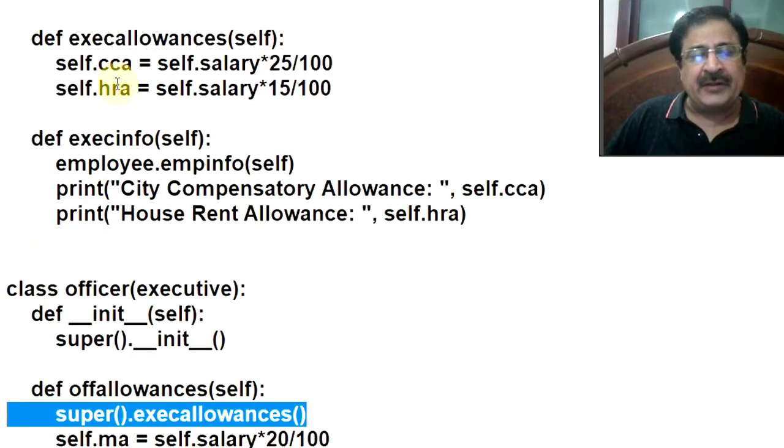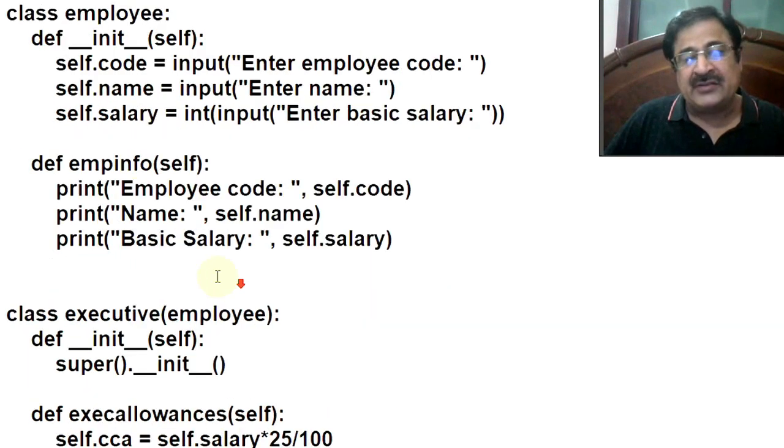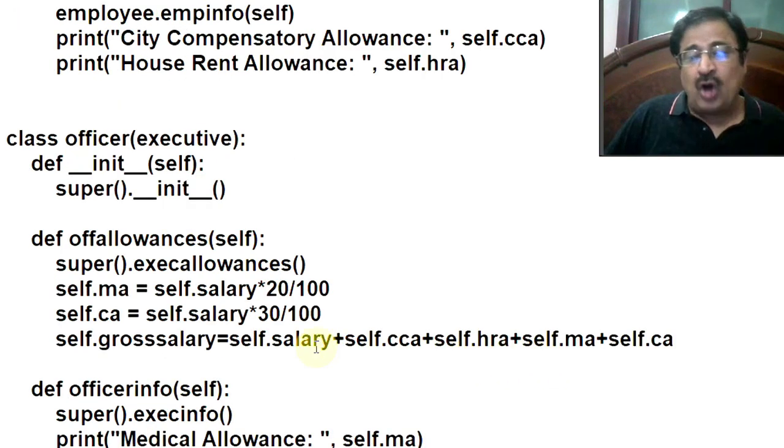Okay. After that, control will jump to the off allowances function here. It will compute three things. One is medical allowance, which is assumed to be 20% of basic salary. Conveyance allowance, which I am assuming to be 30% of the basic salary. And the gross salary, which is the sum of basic salary, CCA, HRA, medical allowance and conveyance allowance. Again you can see that salary is the attribute of the employee class. See, this CCA and HRA are attributes of executive class. So how are they accessible in officer class? Because of multi-level inheritance. Okay. So these three things are computed: medical allowance, conveyance allowance and gross salary.